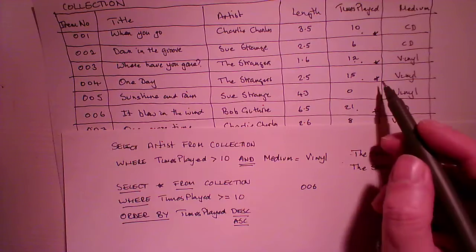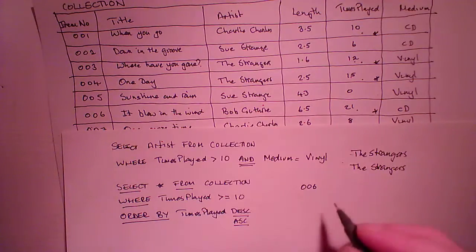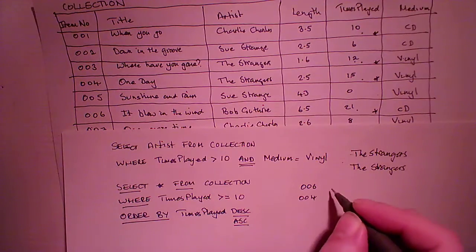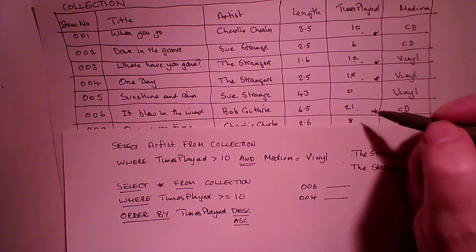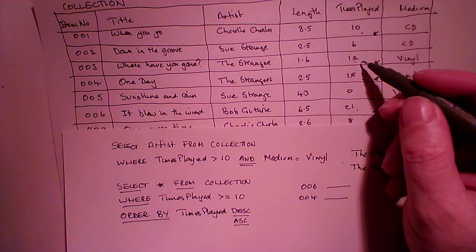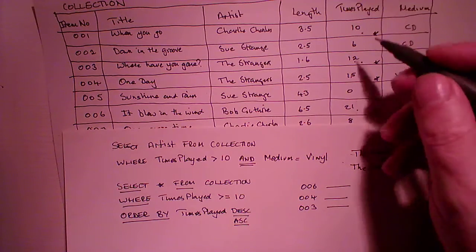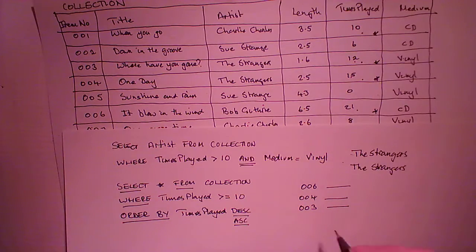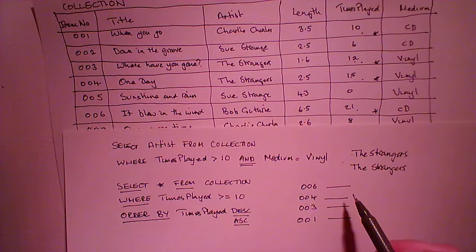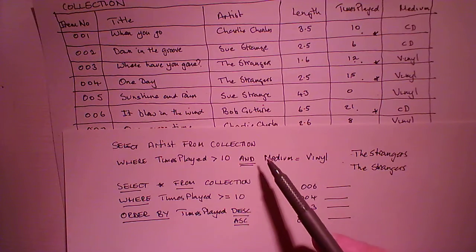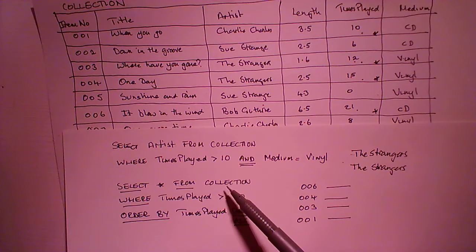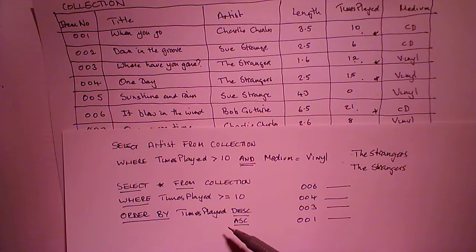The second one would be 1 day, which would be 004. So I'd have the rest of the record there. The next one out would be this one, 003. And finally, it would be 001 with the rest of the fields in there. That is SQL and virtually all the keywords you need to know.